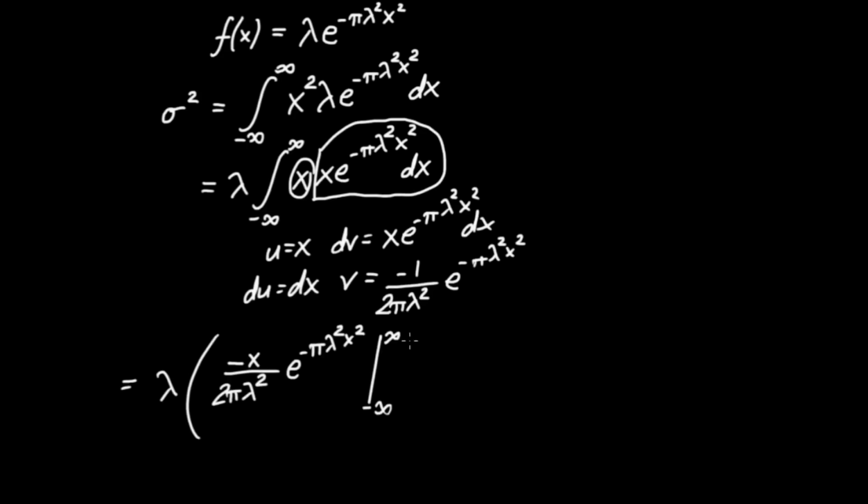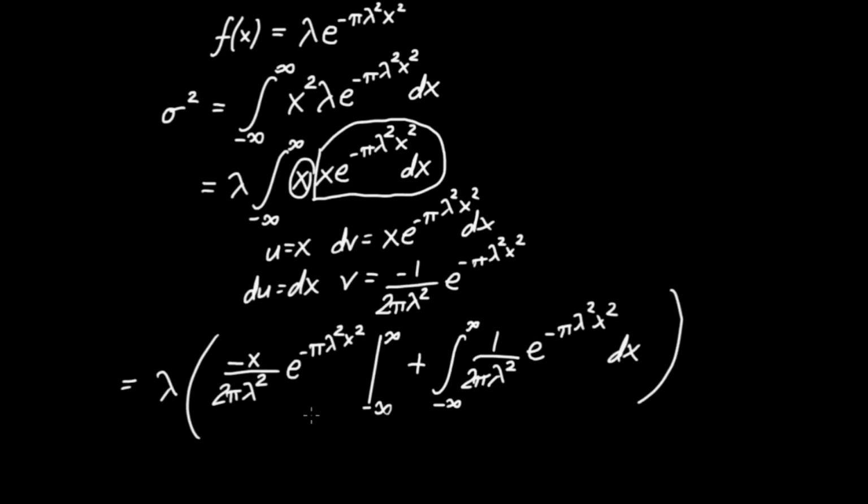I have a minus sign there, so this is actually going to be plus the integral from minus infinity to infinity. We have 1 over 2 pi lambda squared e to the minus pi lambda squared x squared dx.